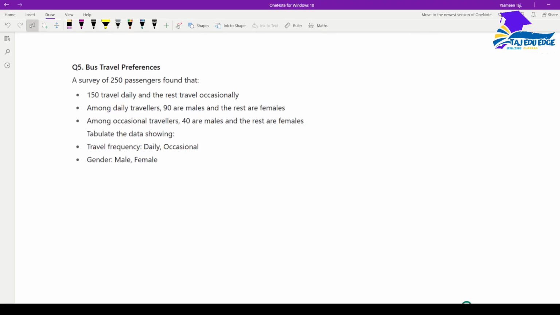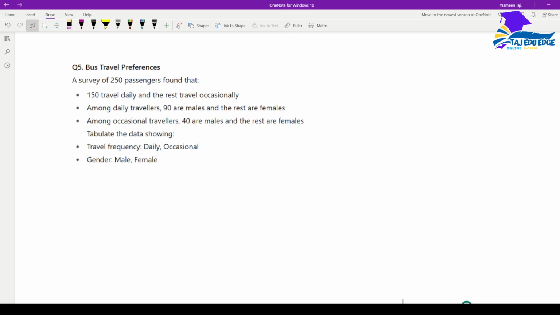A survey of 250 passengers found that 150 travel daily and the rest travel occasionally. So there are 250 passengers in total. Out of that, 150 passengers travel daily. And the rest remaining, how many are remaining? You know that in your mind, 100 passengers are remaining, right?